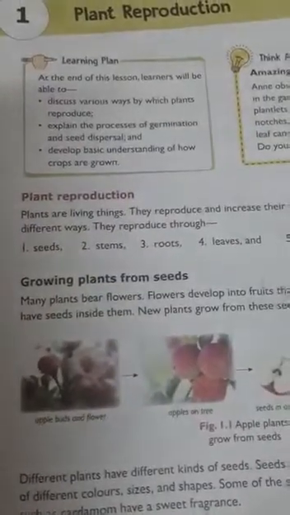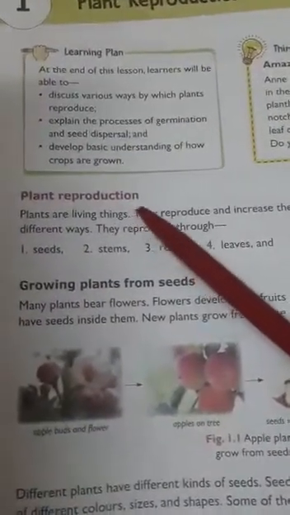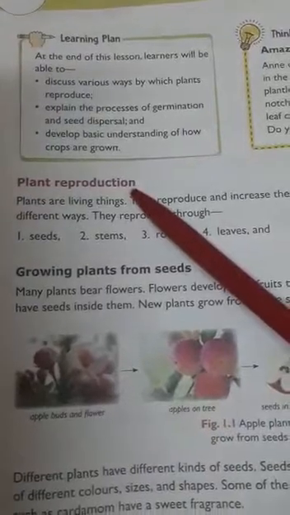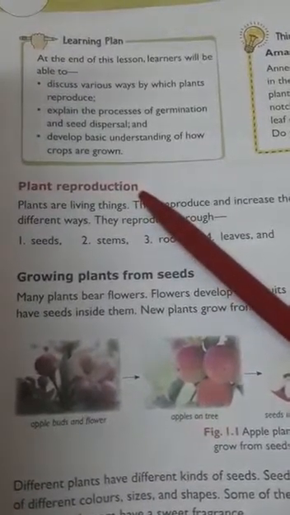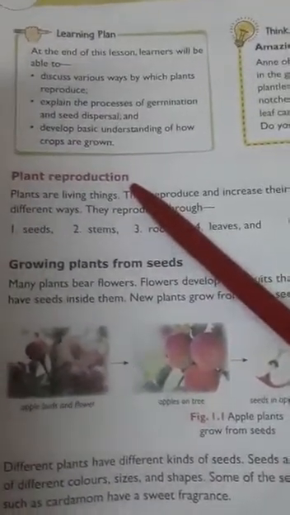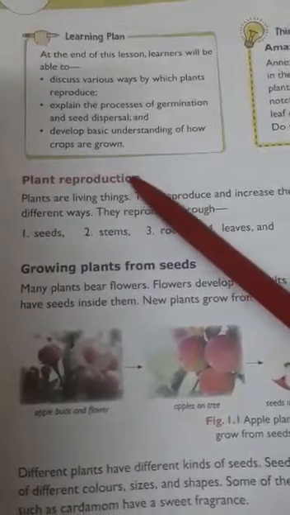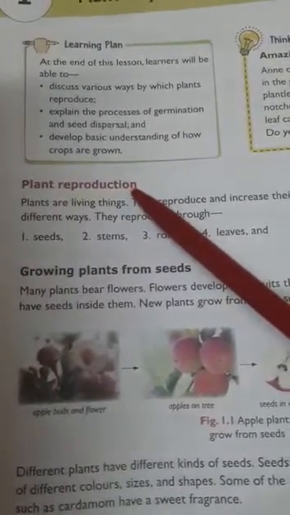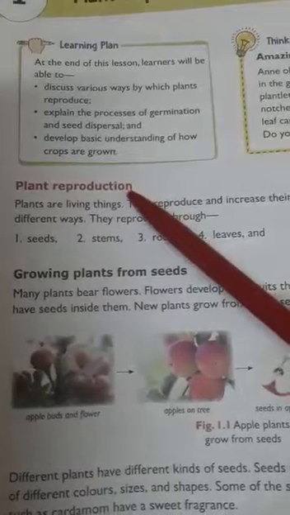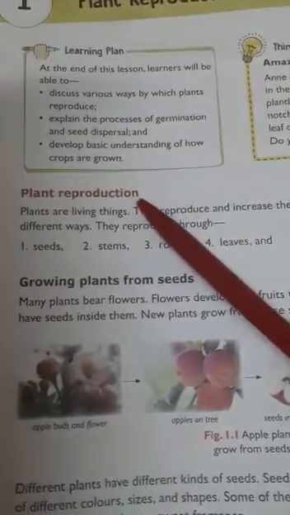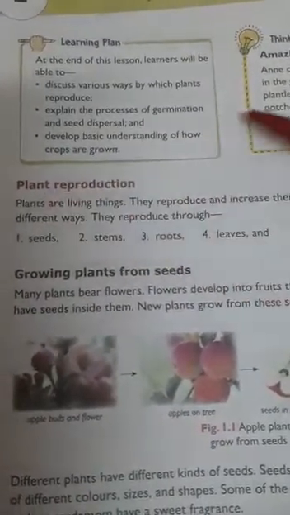Plant reproduction. Here, reproduction means producing the young ones. To increase the number of plants, when they produce the young ones of their own kind, that process is called reproduction. As you have studied children, plants are living things.